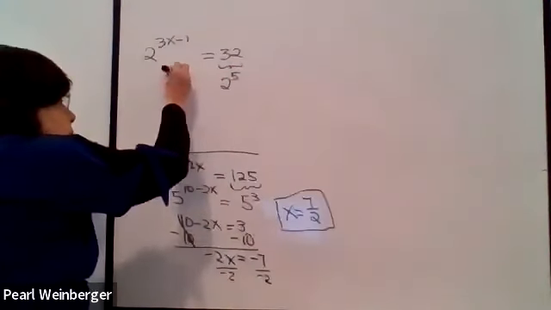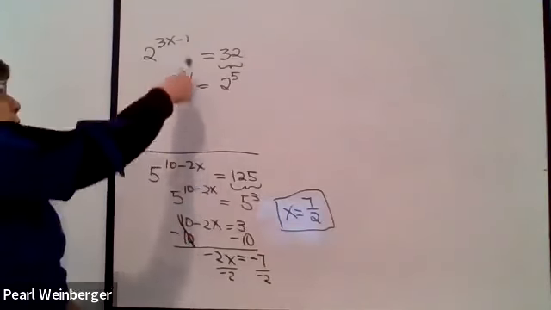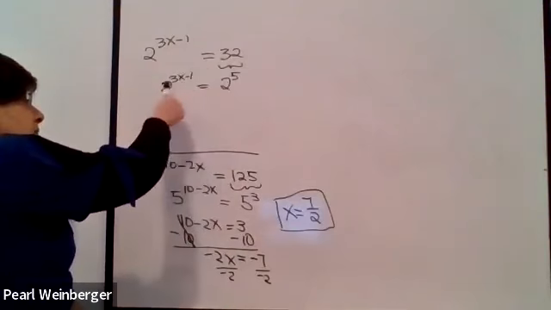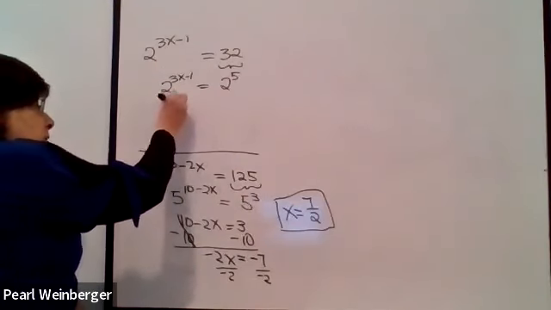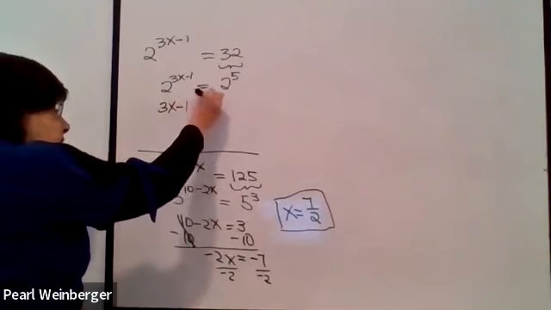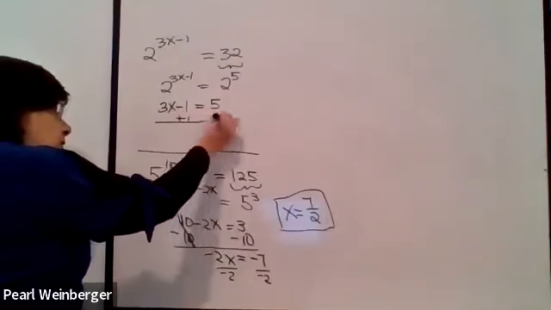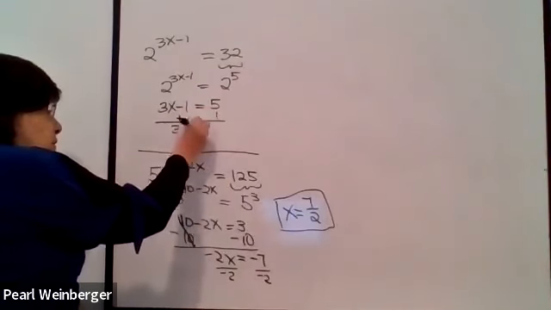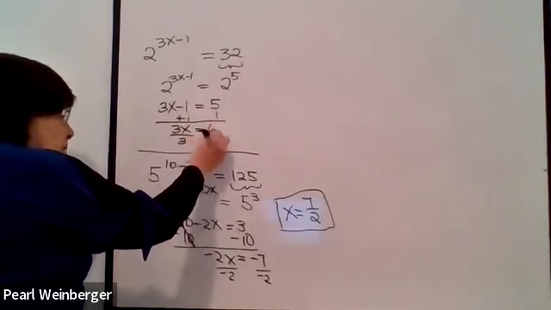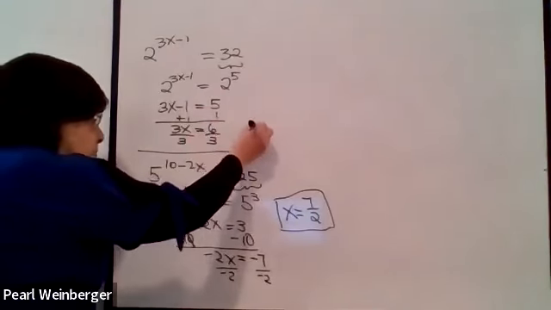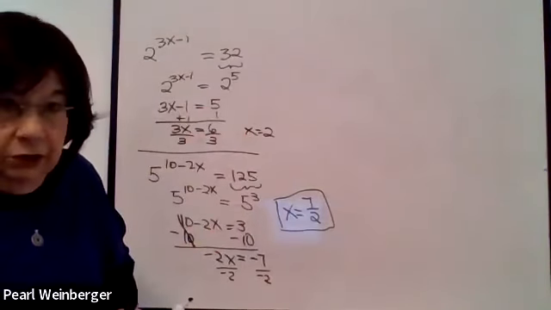So we have now 2 to the 3x minus 1 equaling 2 to the 5th, which means now, since they're both in base 2, I can just set the exponents equal. 3x minus 1 has to equal the 5. I'll bring this 1 over to the other side because now I just have to solve this equation. I get 3x equals 6. And dividing by 3, it gives me x equals 2, which I see a bunch of people got. Excellent.